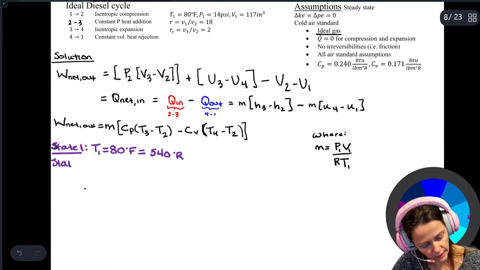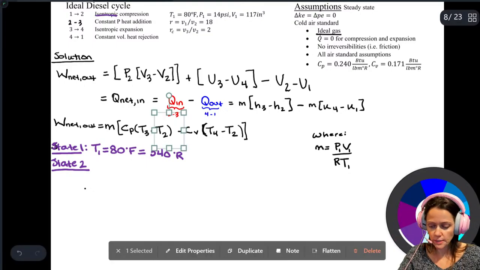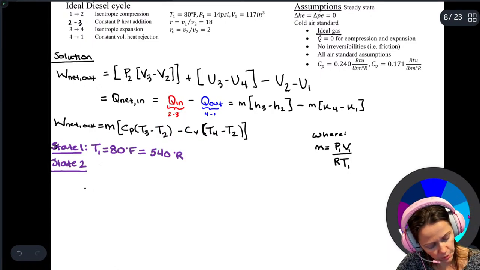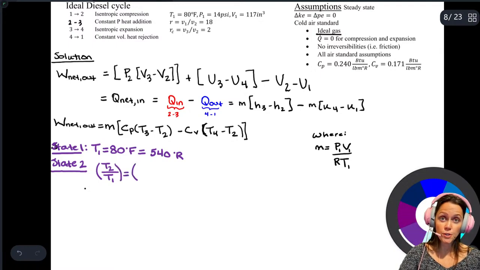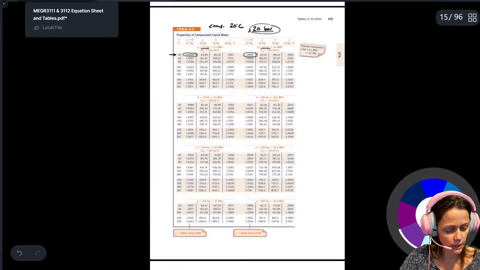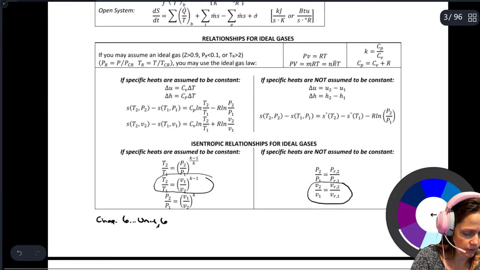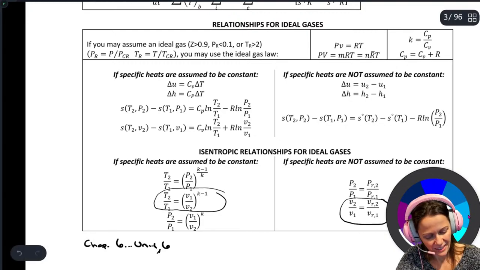All right. So now we've got state 2. And I know from state 1 to state 2, it was an isentropic process. So I'm going to go ahead and apply an isentropic relationship. Those are at the bottom of the first page of your equation sheet. I've got 3 of them that I can use if I make the assumption that specific heats are constant. So I'm just going to go over there and highlight it. It's the one that's circled probably from last time. That's the one I'm going to use.